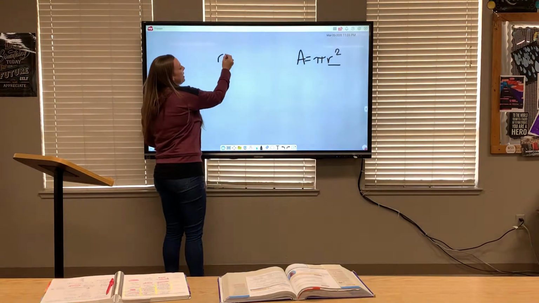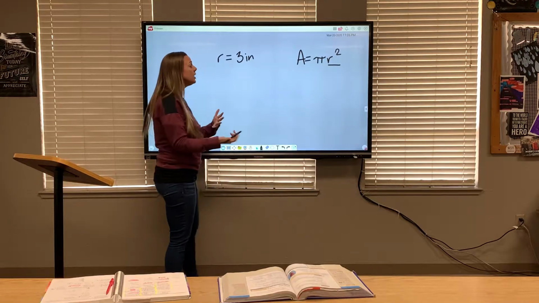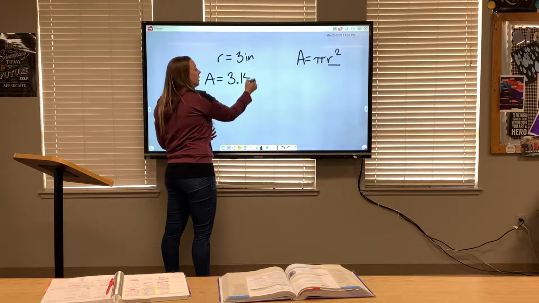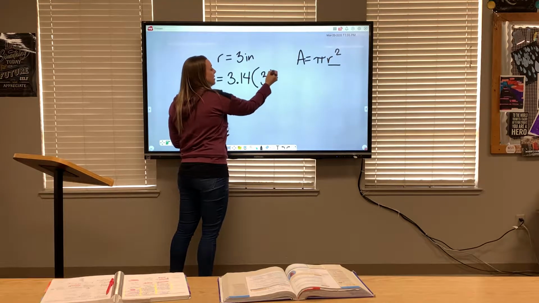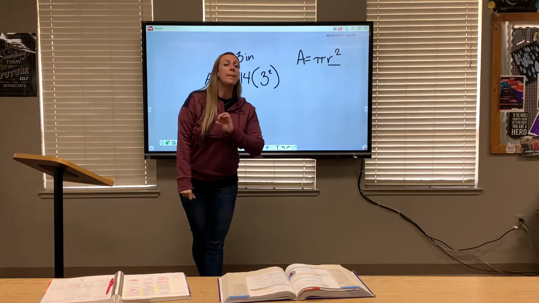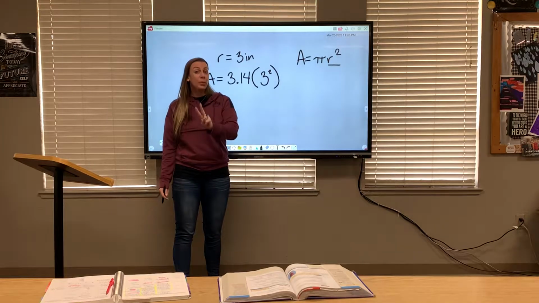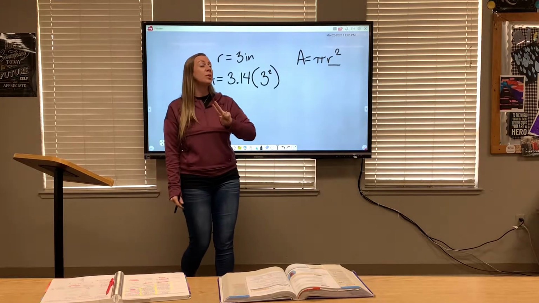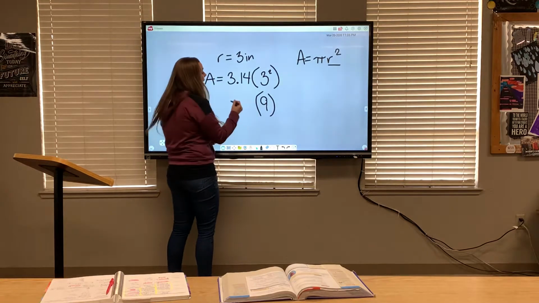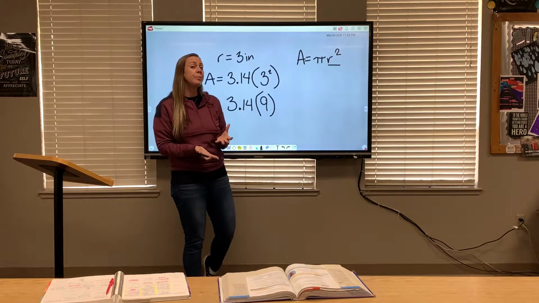So if it gives me the radius equals 3 inches, I'm going to say the area equals 3.14 times the radius squared. Now, what is the radius squared? It is not 3 plus 3 or 3 times 2. It is 3 times 3. 3 squared is 3 times 3, so 3 squared is 9. Then I take that 9 and multiply it by 3.14 in order to get my area, okay?